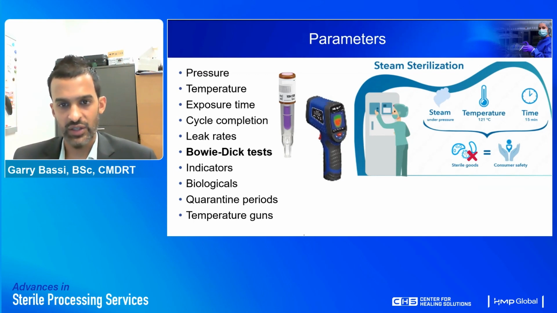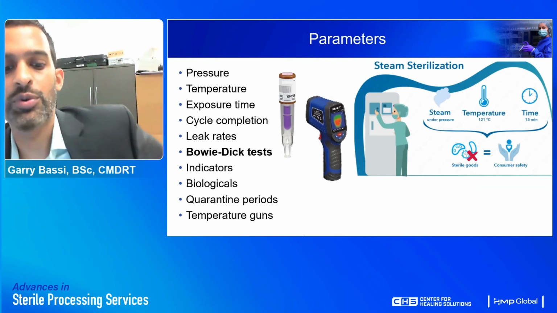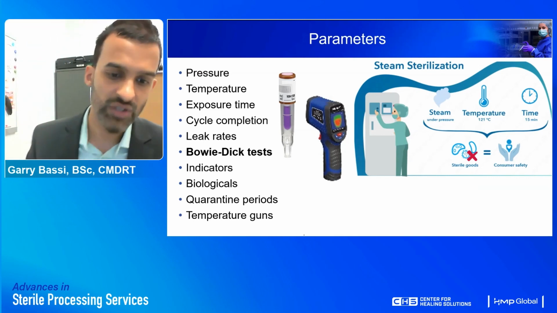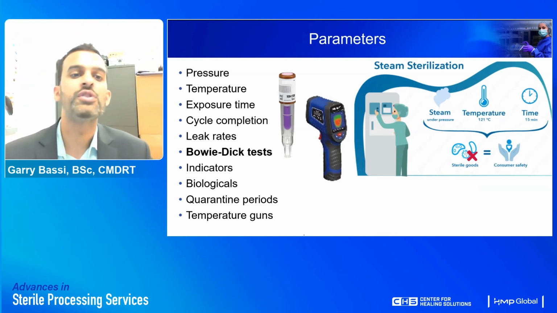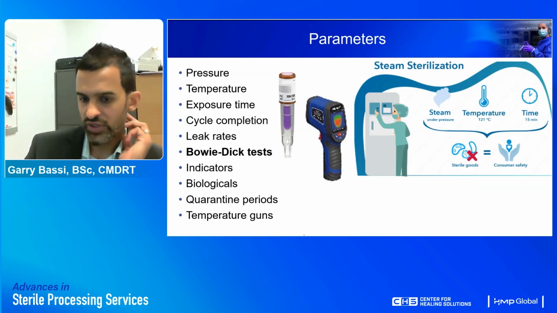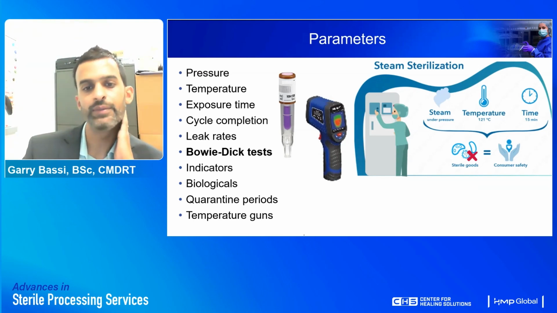Temperature guns are often used for that quarantine period, because if packages are hot and we're not using sterile gloves to handle them, then we could impose further contamination. So some facilities use temperature guns to measure the temperature of the package before handling them, to know that it's cool enough to handle. The temperature gun that I've shown here is a thermal temperature gun, which allows you to penetrate a couple of inches into the package and not just the surface temperature. So parameters are very important to monitor for steam sterilization, and these are a few parameters I've listed here.